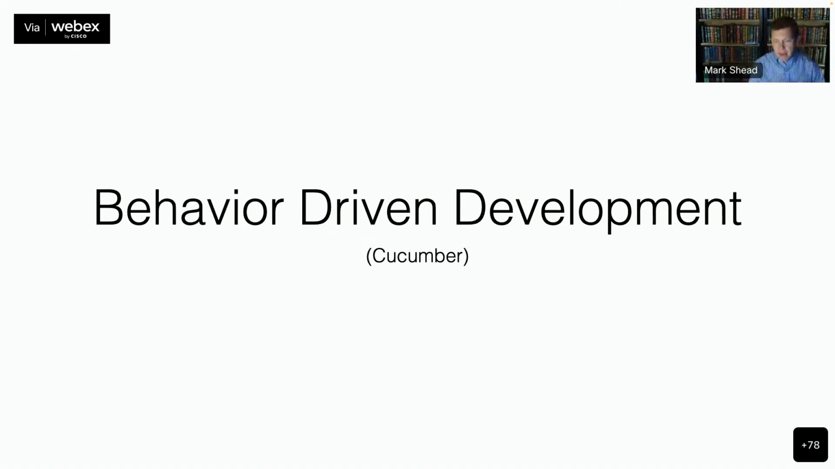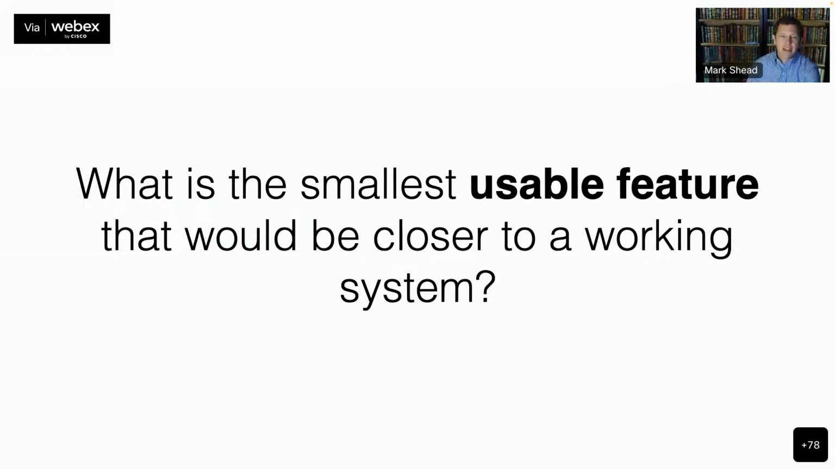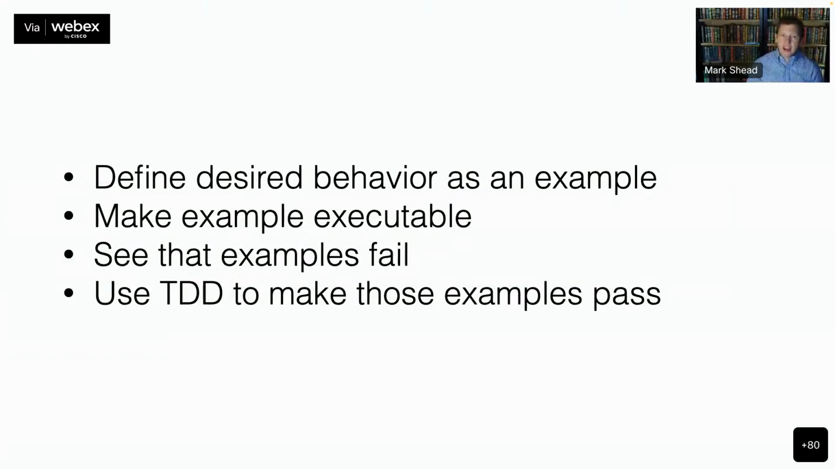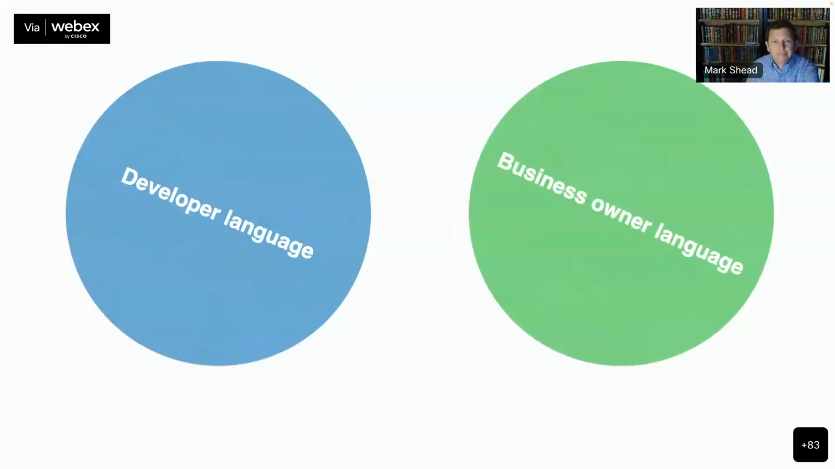So behavior-driven development, and the example we're going to be using is in Cucumber. If you're doing behavior-driven development, you have to ask yourself, what is the smallest usable feature that would be closer to a working system? And you'll see that played out with the robots when we get to the maze that we're going to be going through. You define the desired behavior as an example. You make that example executable, and we're going to find a way to make an example executable, just a piece of a maze, in a way that we can execute it. And then we're going to make sure that example fails. And then we're going to use TDD to make those examples pass. Now, in this simulation, we're skipping the TDD part. I don't have a great way to do that with the robots yet, but I'm working on it.